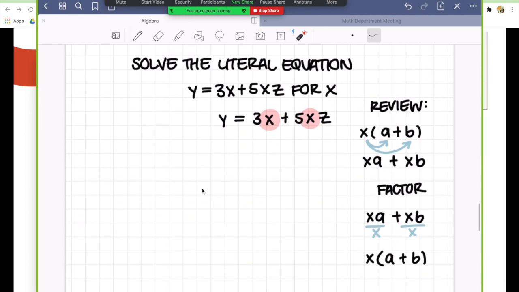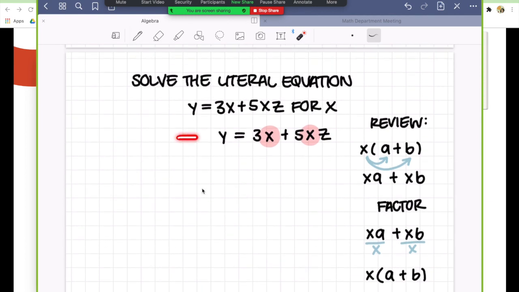Okay, so I want to do the same exact thing for this expression here. I know that they both have x, which means that I could factor it out. So I'm going to divide x to both terms. When I divide x to both terms, I'm left with x parenthesis 3 plus 5z in the end. And so I get y equals x parentheses 3 plus 5z.